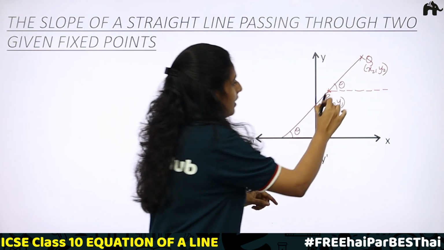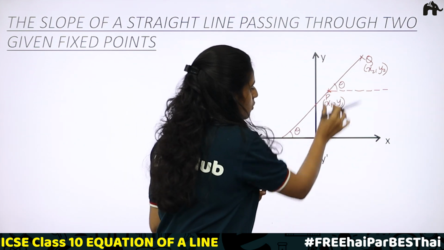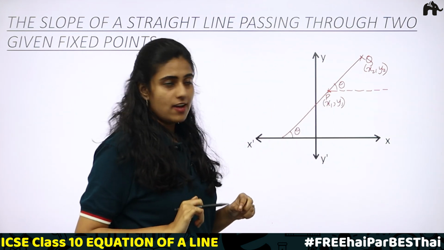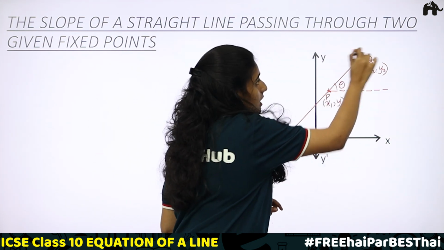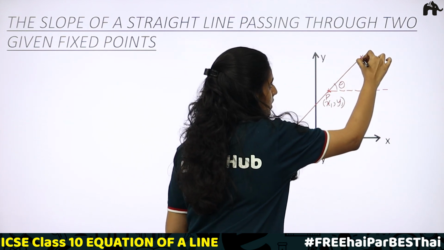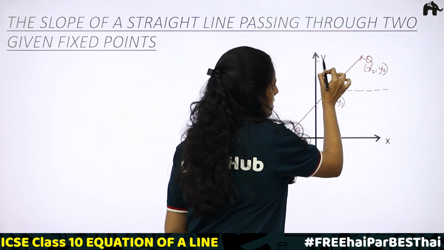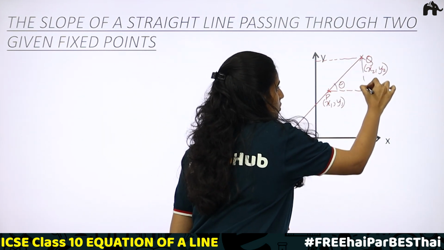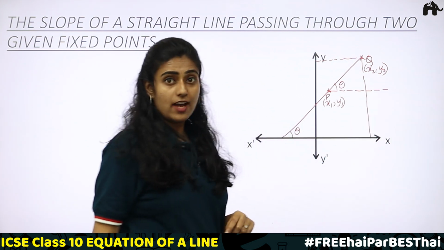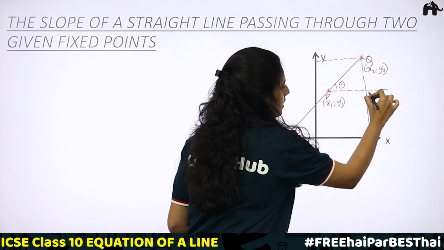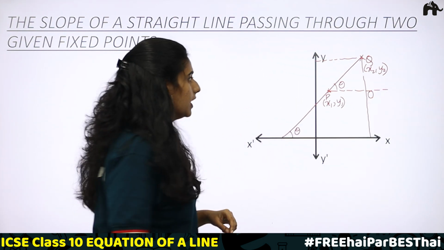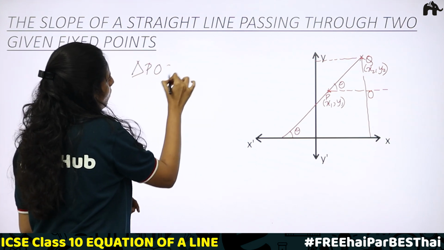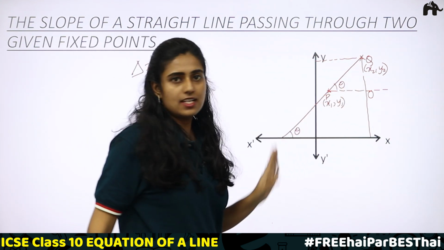Now, here for this point P, it has moved x1 distance along the x-axis and y1 distance along the y-axis. Then, when you take the point Q, Q has moved x2 distance along the x-axis and y2 distance along the y-axis. Here, I'll mark some O. Okay. Consider this triangle POQ. We understand that this is a right triangle.